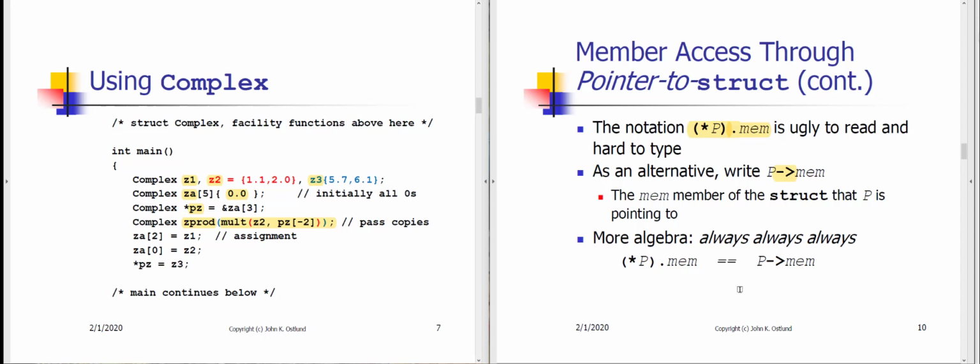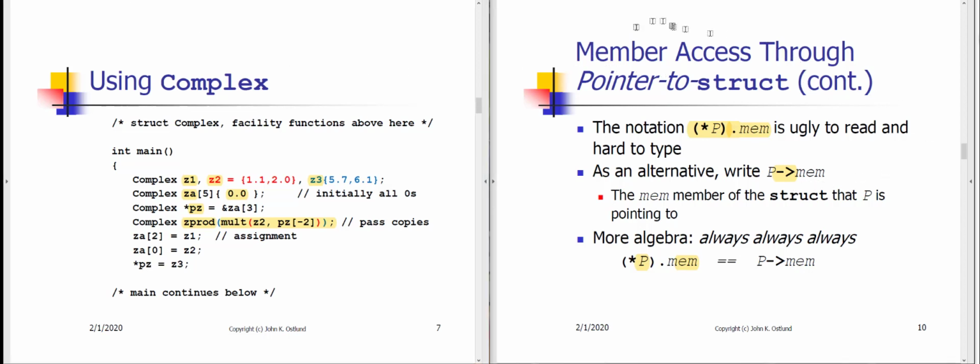And this is a little bit like what we talked about for the relationship between pointers and arrays. It is always, always, always true that if p is pointing at some structure and that structure has a member named mem, then star of p in parentheses dot mem can be replaced with p arrow mem. They're exactly equivalent notations to each other. And so that gets us to the bottom of the main function with some examples of these notations.